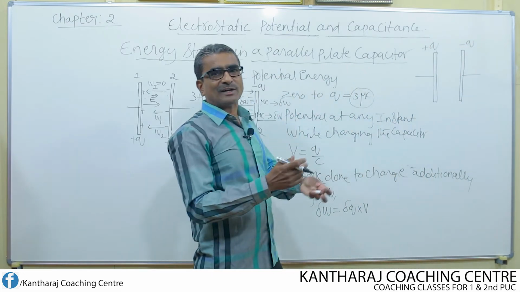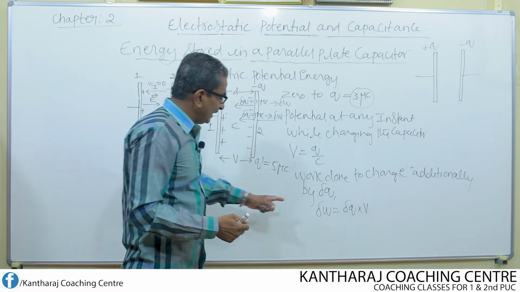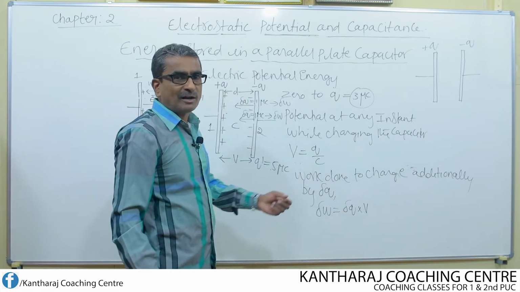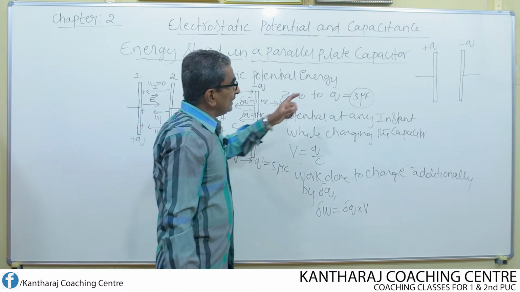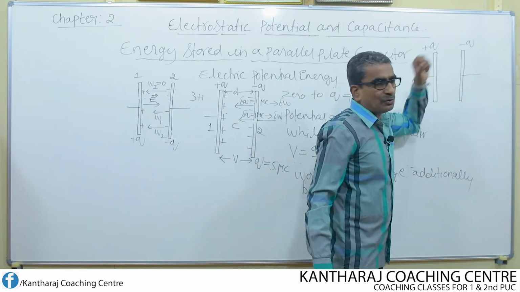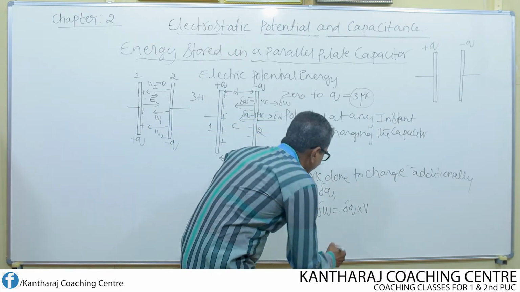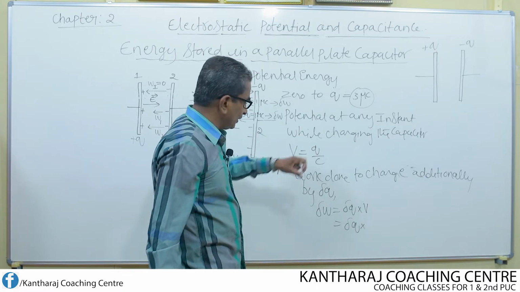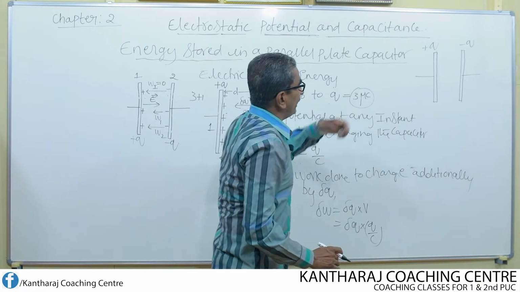Then what is the total work done? Already we have calculated the work done to shift a small amount of charge from one plate to another plate. In general, if it is to be charged to Q coulombs, what is the total work done? You find it out. How do you find it? First, you substitute for V. What is V equal to? Q by C.